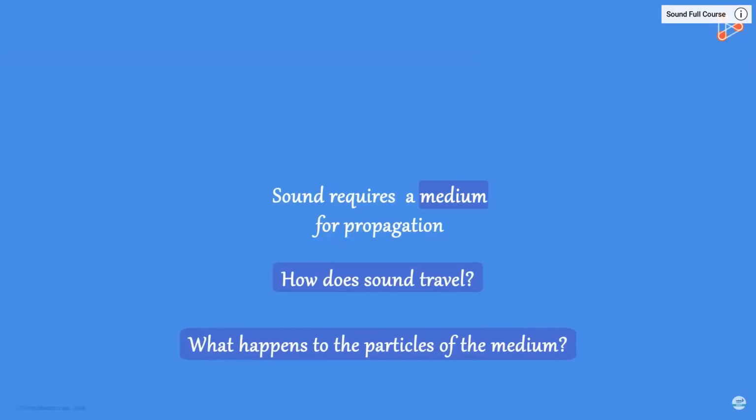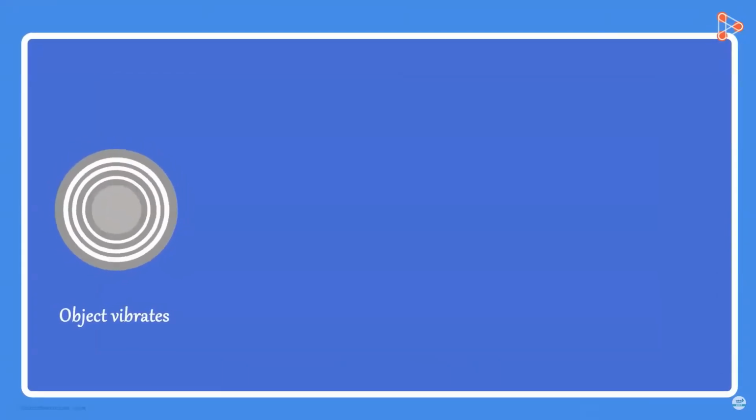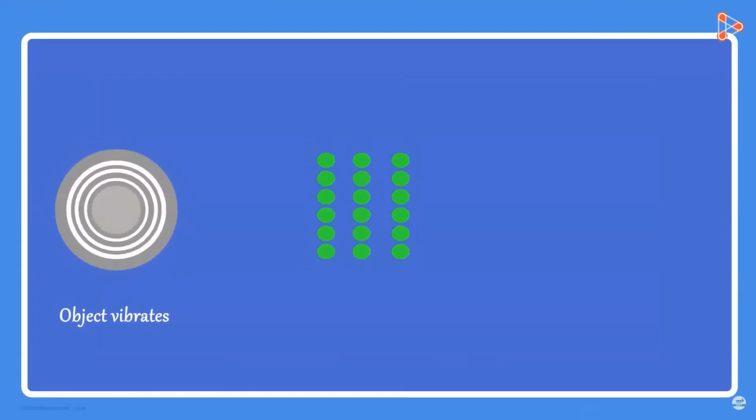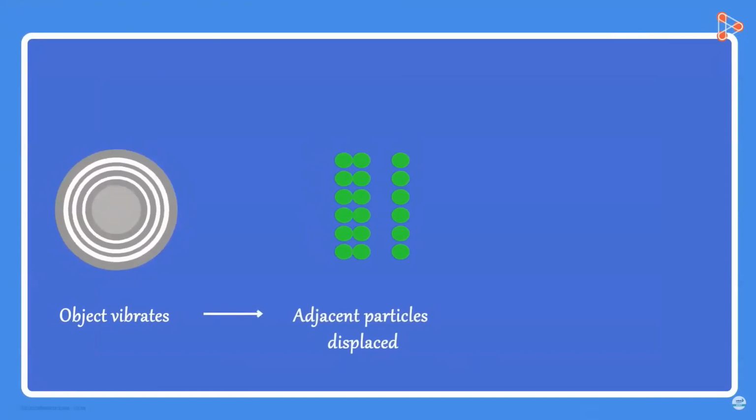Let us find out. We now know that sound is produced by vibration. When the object is vibrating, it sets the particles of the medium around it into vibration. In the process, the nearest particles to the source get displaced from their mean or equilibrium position. They start to collide with the adjacent particles.